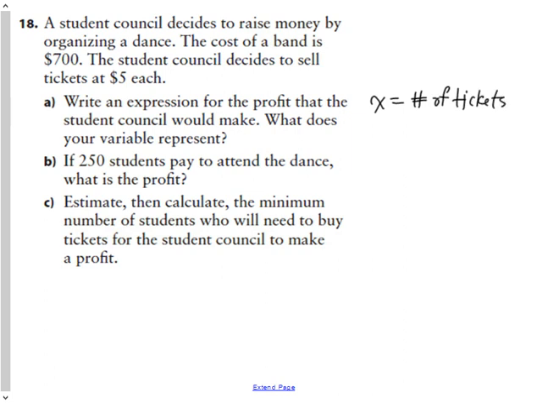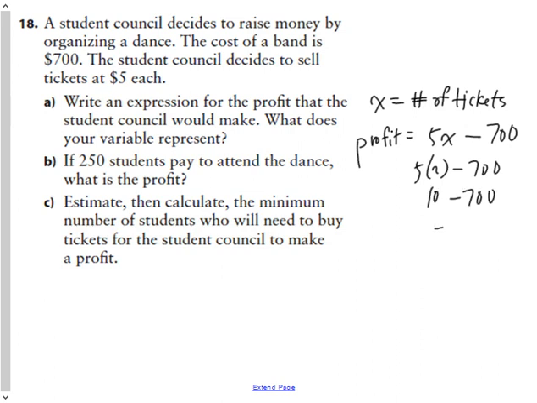So therefore, the profit will equal the $700 they had to shell out, take away, no, I got that backwards. $5 multiplied by every ticket they sell, take away the $700 it cost them to hire the band, that will be their profit. So if they sold 2 tickets, that would mean they made $10, take away the $700 they spent for the band, their profit would be negative $690, which means they made no profit. They ended up being $690 in the hole.